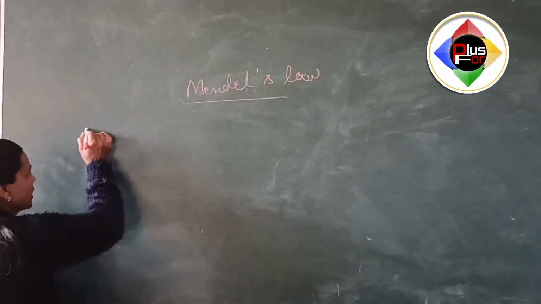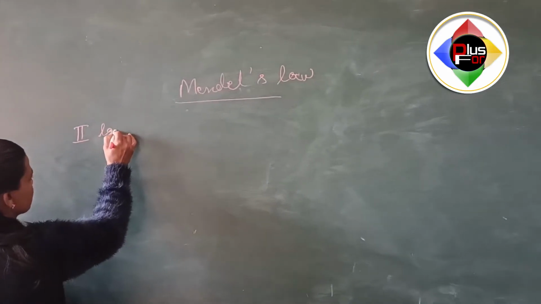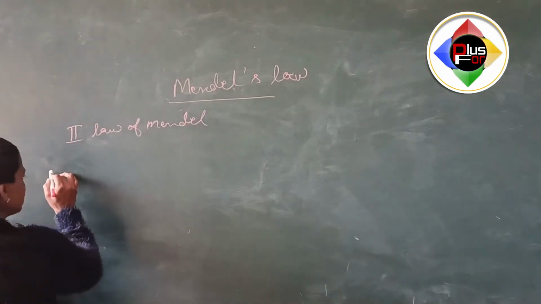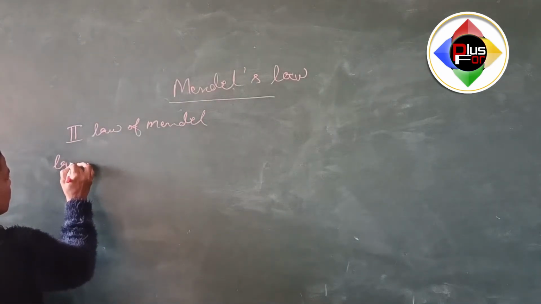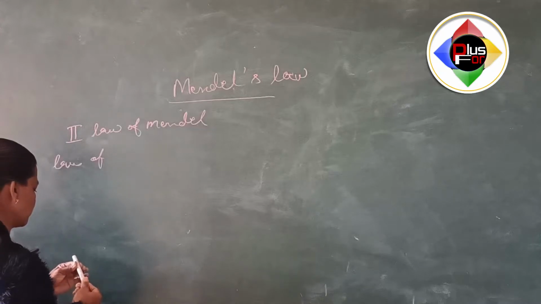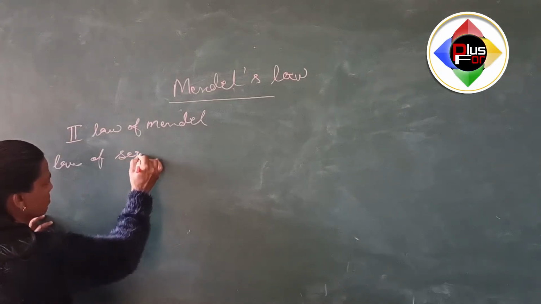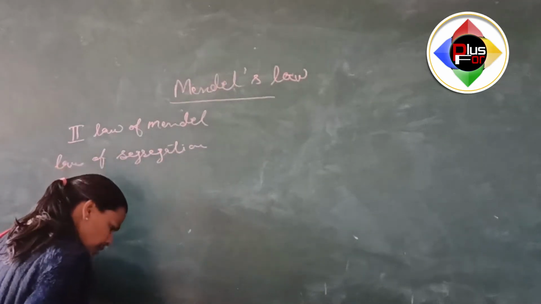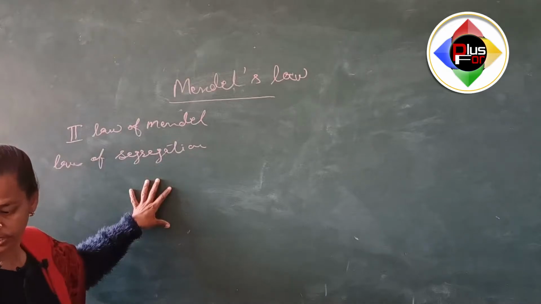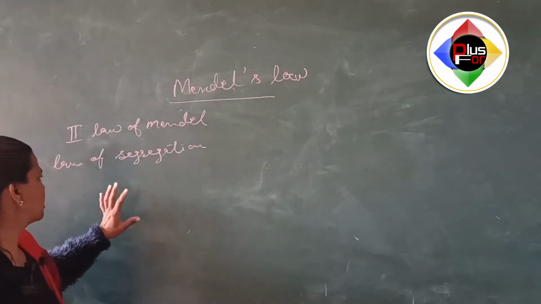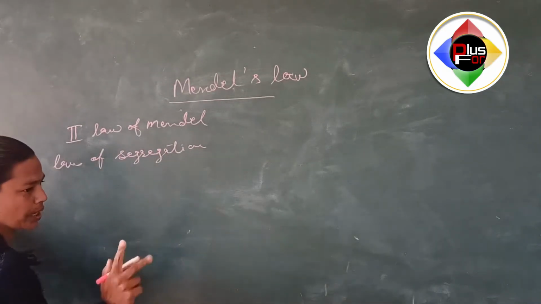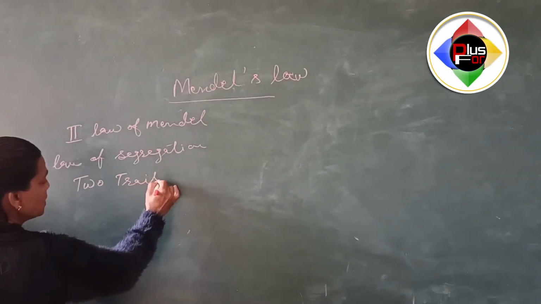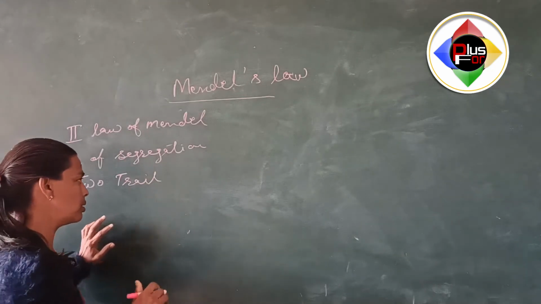We will start the second law of Mendel. It is also known as the law of segregation. In this experiment, he took two traits, means two plants of two different characters.